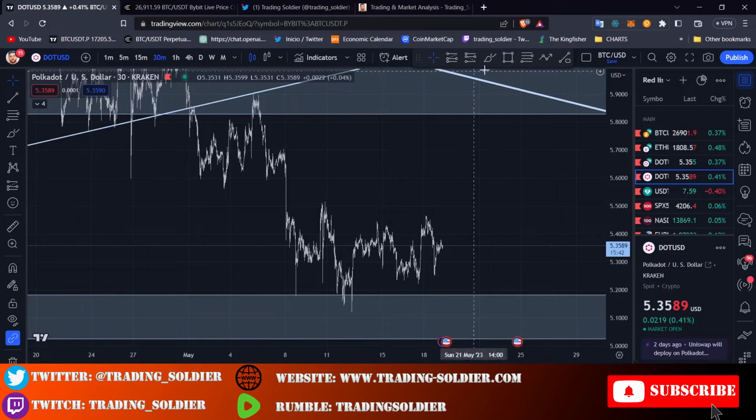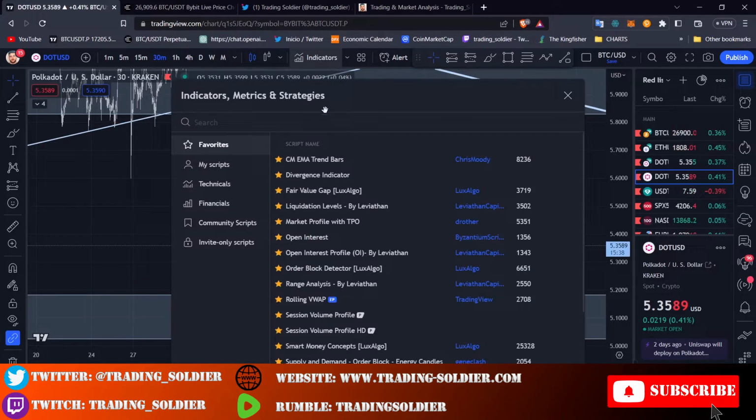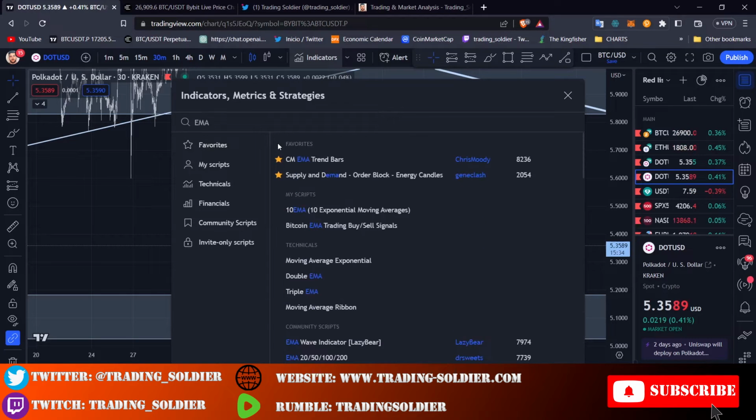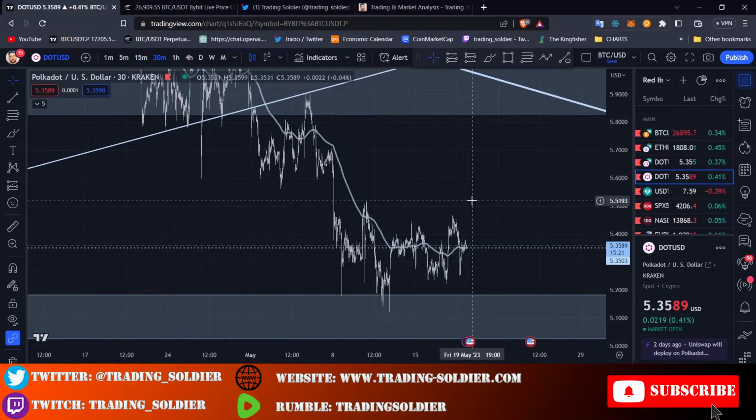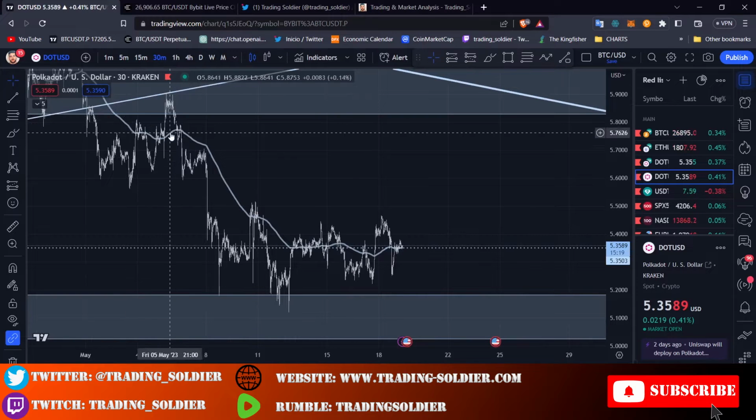You go to TradingView.com, you go here into the Indicators tab, and you type EMA trend. And this is the indicator by Chris Moody. The indicator is EMA trend bars. You click here, and the indicator is added to my chart. As you see here is an EMA in light blue.